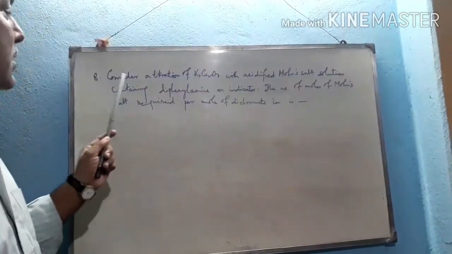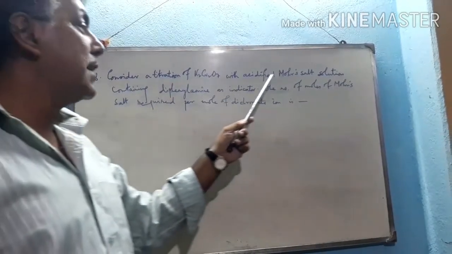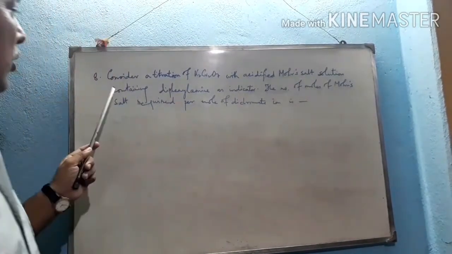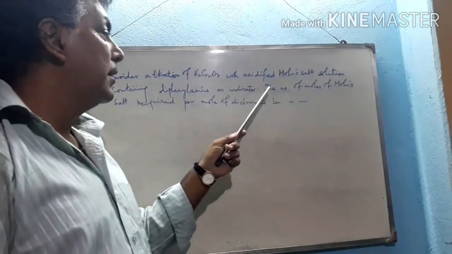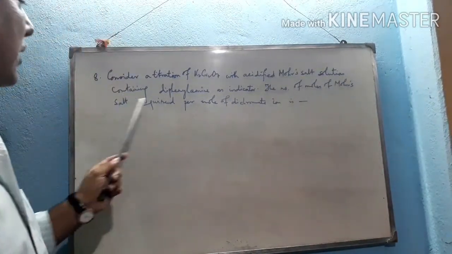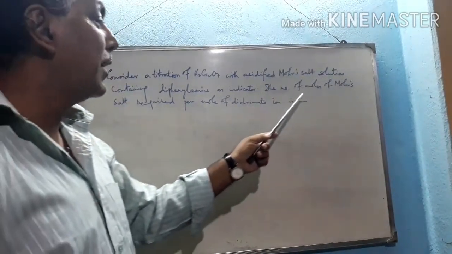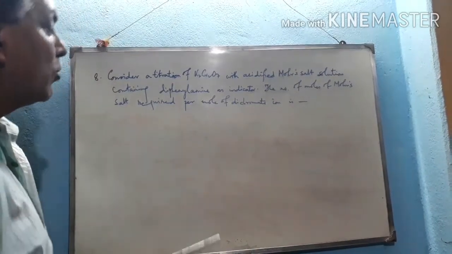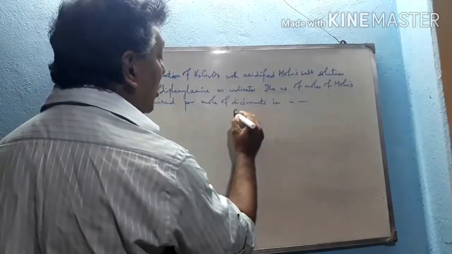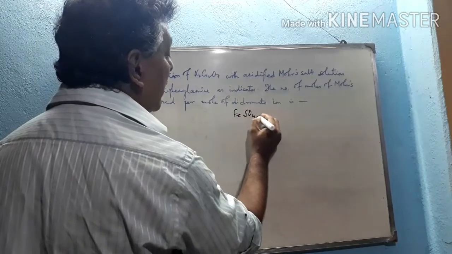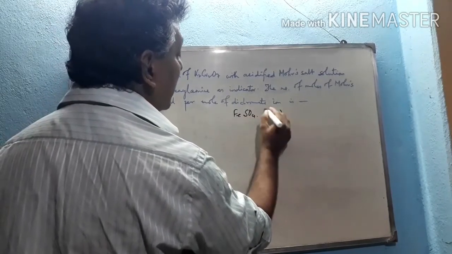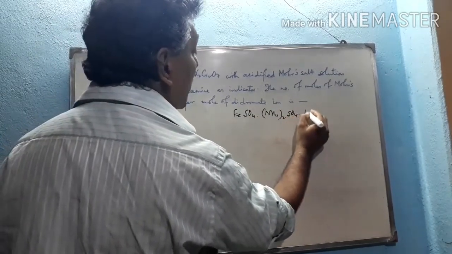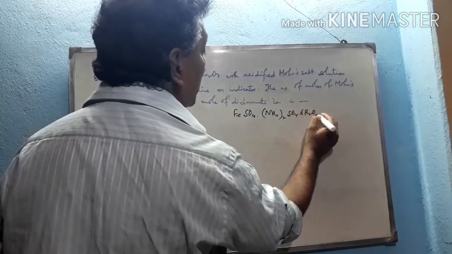Question number 8. Consider a titration of potassium dichromate with acidified Mohr's salt solution containing diphenylamine as indicator. The number of moles of Mohr's salt required per mole of dichromate ion is. So we have to find out the number of moles of Mohr's salt. Now what is the formula of Mohr's salt? We know that ferrous sulfate, ammonium sulfate, 6H2O. This is the formula of the Mohr's salt.